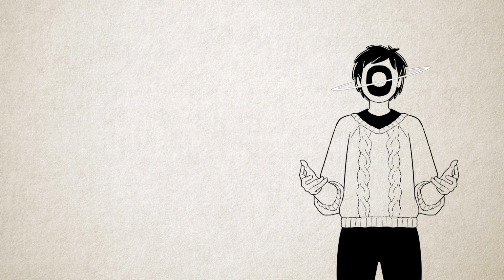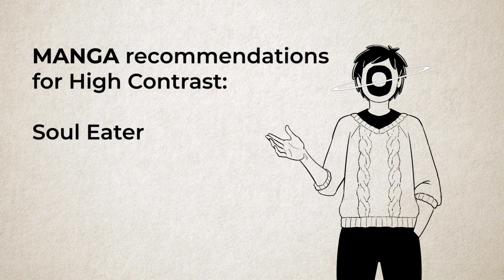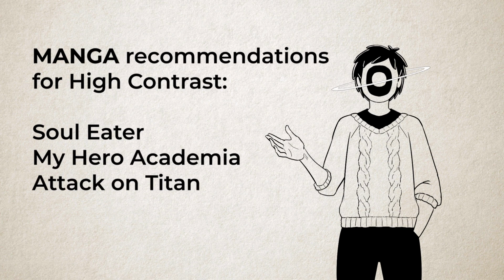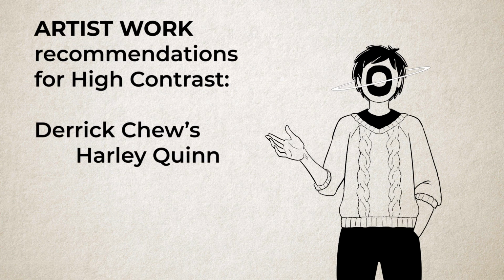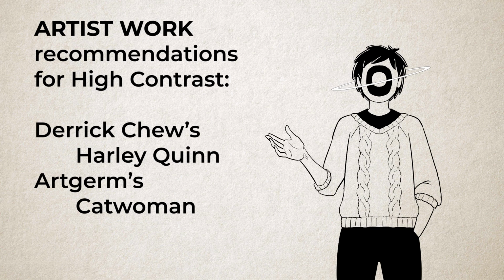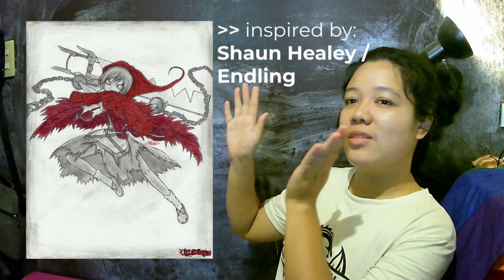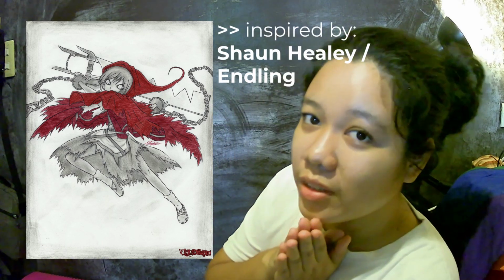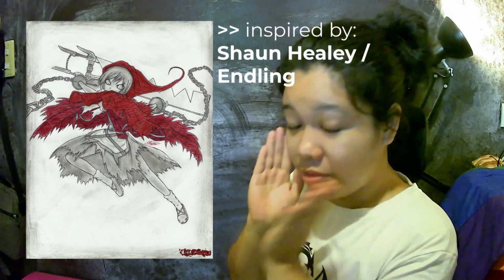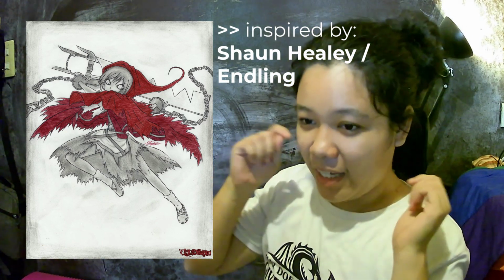Great examples of these are present in manga like Soul Eater, My Hero Academia, and Attack on Titan, with specific artists. Dare Choose works on all things Harley Quinn, and Art Germ on Catwoman. I'll link their profiles down below, or you can just Google them yourselves. As an exercise, here's a very old fan art I did of an OC belonging to one of my longtime favorite artists, Sean Healy. I found him during the prime age of DeviantArt, and I'm definitely linking him below because I just found out that he's a CGMA instructor now.